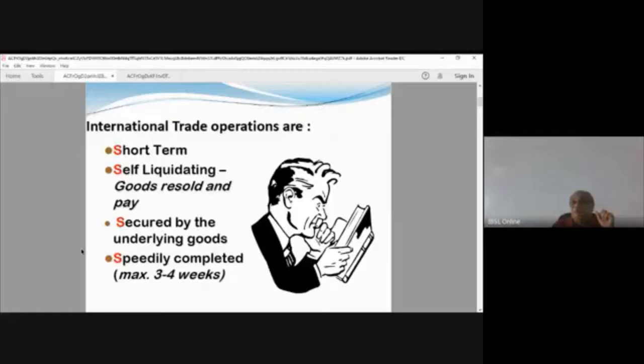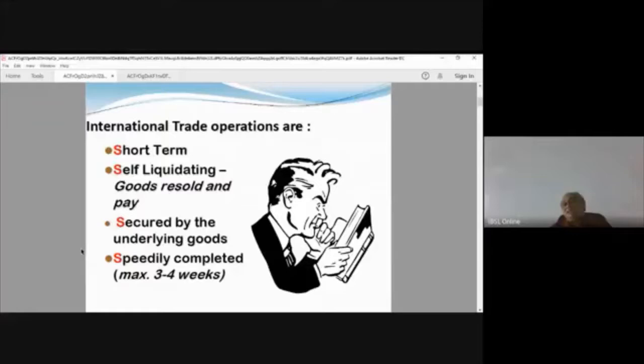Right. Why are we saying short term? When we talk about short term, medium term and long term, normally short term means less than how many years? Less than 1 year, or even 2 years, we can say short term. 99.9% of our international trade transactions are less than 6 months. Very rarely it goes beyond that limit. So our international trade operations worldwide are a short term exposure.